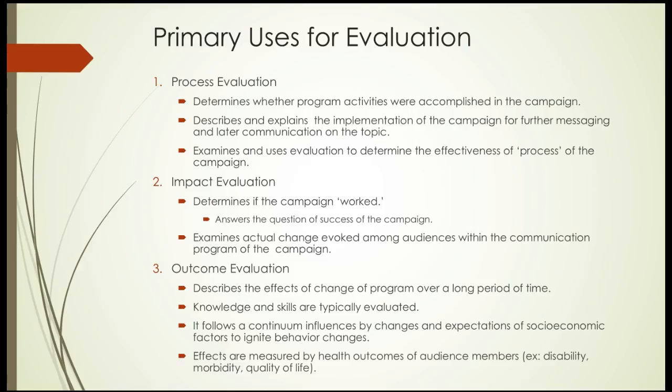The chapter goes over some uses for evaluation. I'm highlighting 3 of them here because these are typically the 3 most used processes, uses for evaluations once you've done your actual evaluation. So the first one is process evaluation. This is where you're determining whether program activities were accomplished through the campaign, as well as describing and explaining the implementation of the campaign for further messaging and later communication, as well as examining the evaluation to determine effectiveness of the overall process, your overall idea for the campaign.